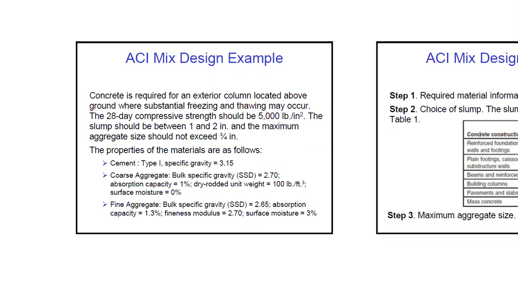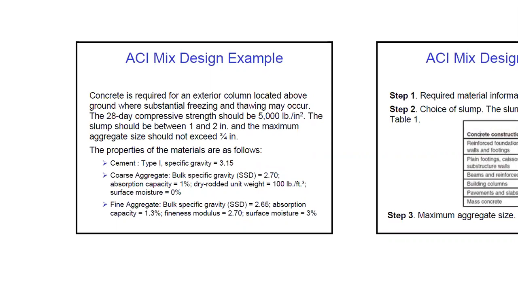Okay, so it is above ground where substantial freezing and thawing may occur. By substantial, it means that a significant amount of freezing and thawing would occur. It means we need concrete that is air entrained, and there are extreme conditions of air entrainment that we need, like 6%, the maximum value. The 28 days compressive strength should be 5,000 psi.